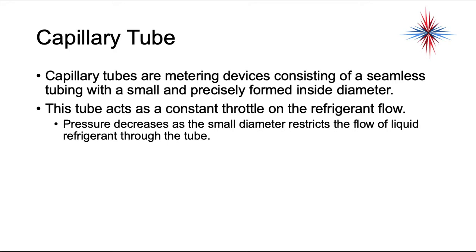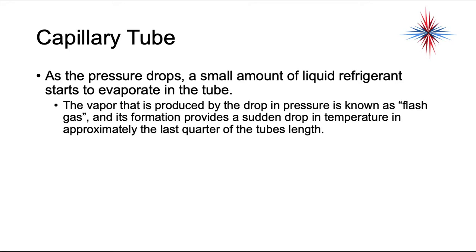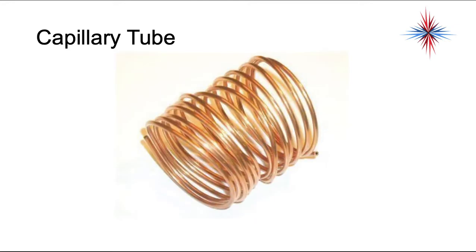refrigerant through the tube. As the pressure drops, a small amount of liquid refrigerant starts to evaporate in the tube. The vapor that is produced by the drop in pressure is known as flash gas, and its formation provides a sudden drop in temperature in approximately the last quarter of the tube's length.